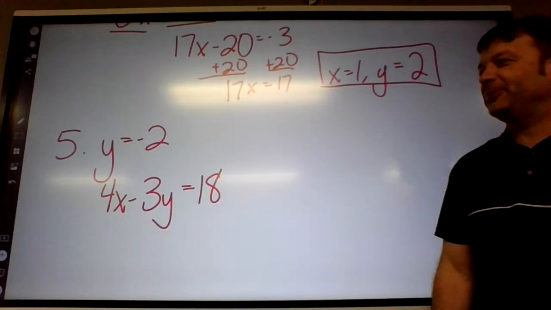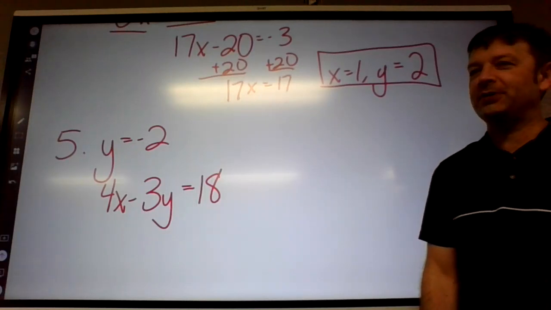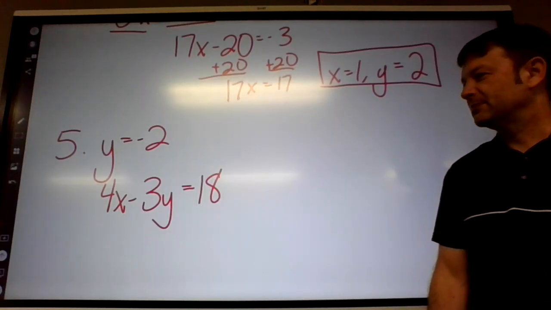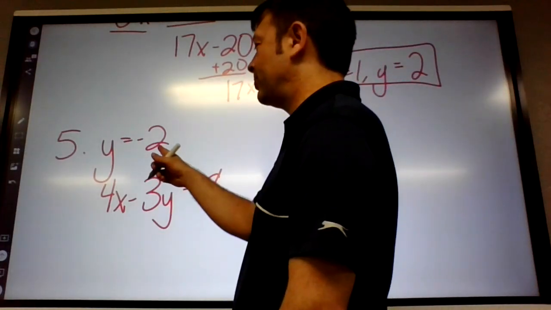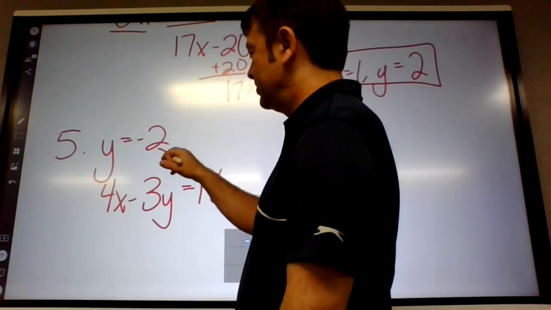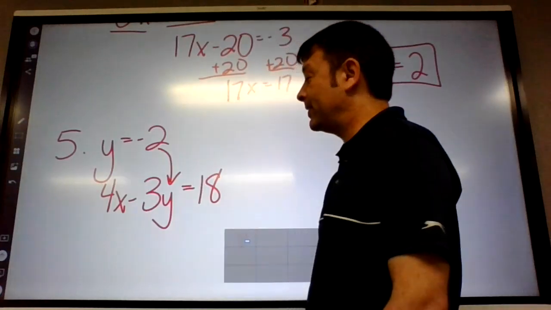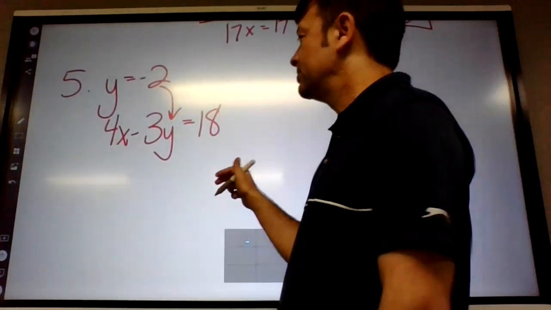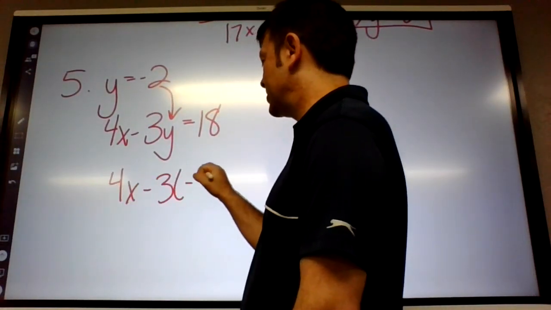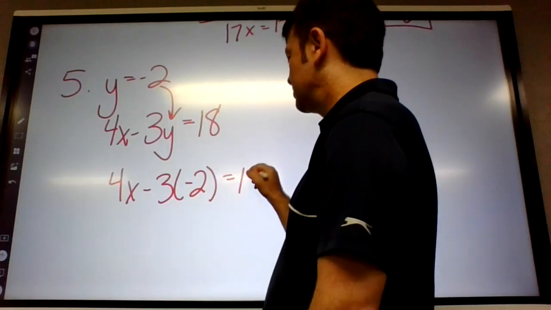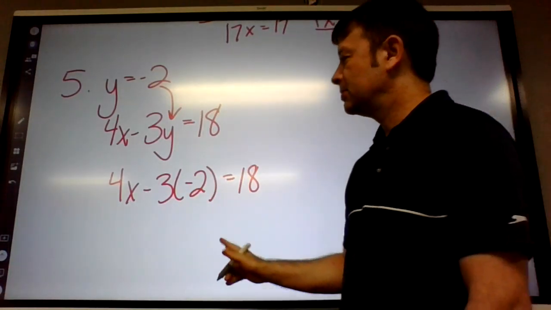Okay, what's happening on number 5 when it just says y equals -2? You just plug in -2. It's basically like we've already got the y answer, and we have to plug it in to find the x answer. So 4 times x minus 3 times -2. So it's just 4x plus 6.